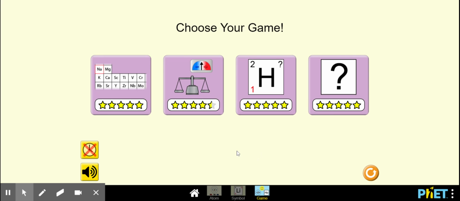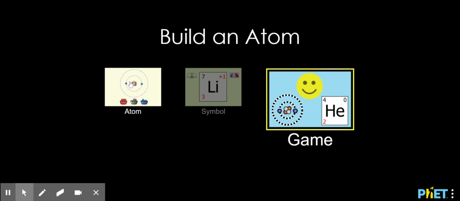Okay, so please do go ahead and play with the atom and the symbol, and then play the game. And there are instructions in the assignment to send me a screenshot showing all your stars when you're done.